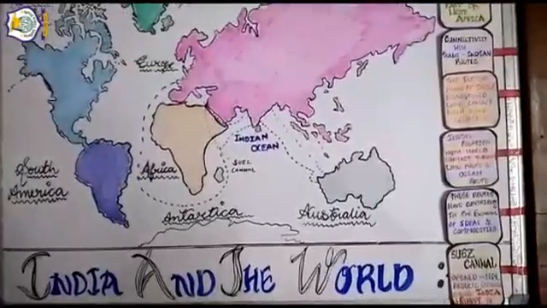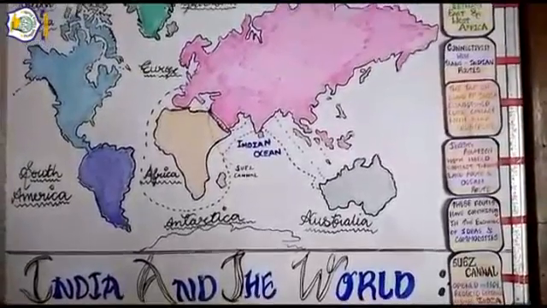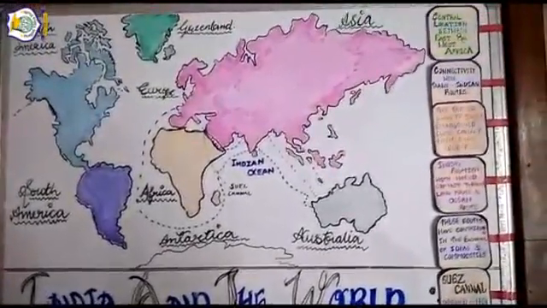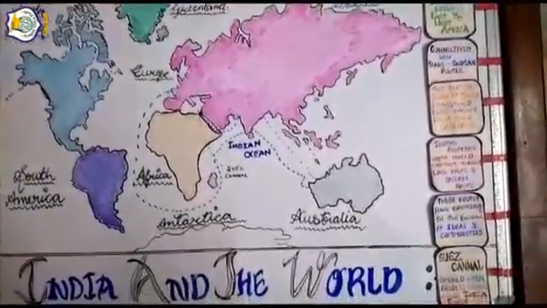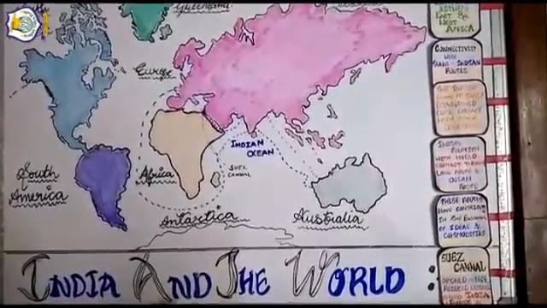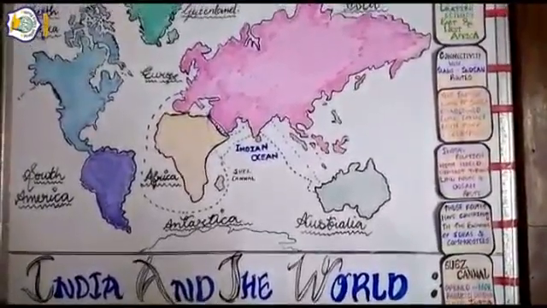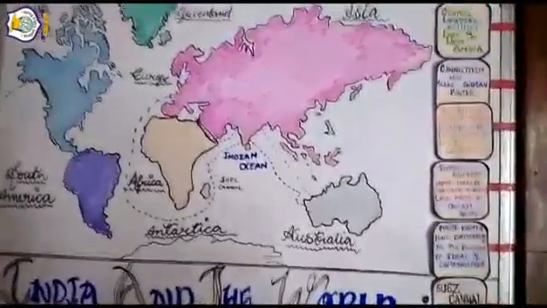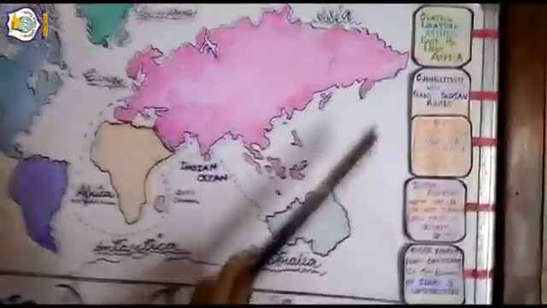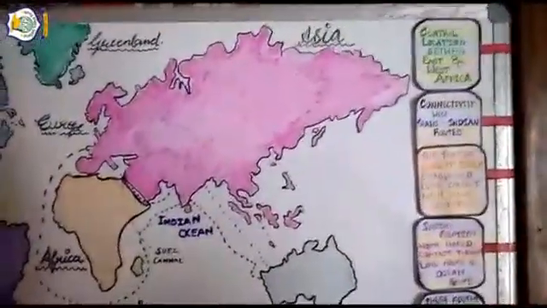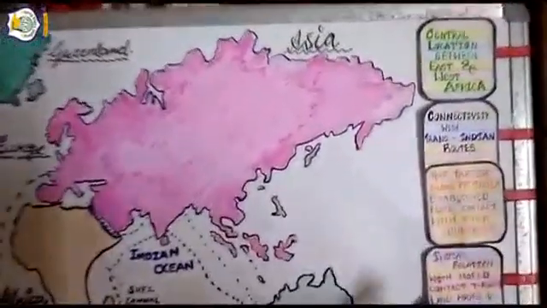Hello everyone. In the last two lectures we have discussed the location and size of India. So in this lecture we will talk about India and the world and India's neighbors. Let's start with India and the world. Here are some important facts about India and the world. So one by one we will discuss them here.